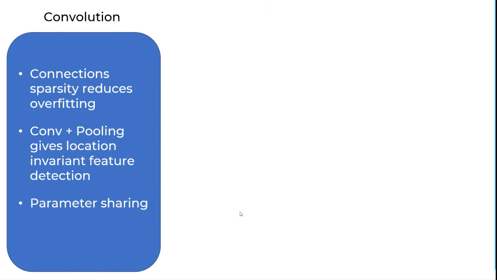The second benefit is convolution and pooling operation combined gives you a location invariant feature detection, which means koala's eye could be in the left corner, in the right corner, anywhere. We will still detect it. Third is parameter sharing, which is when you learn the parameters for a filter, you can apply them in the entire image.